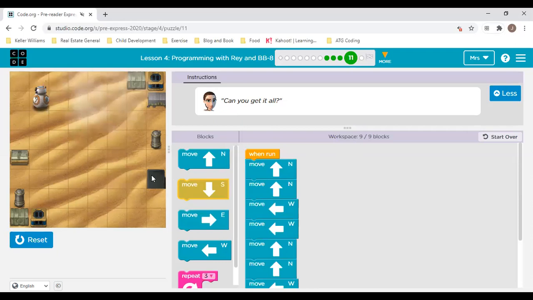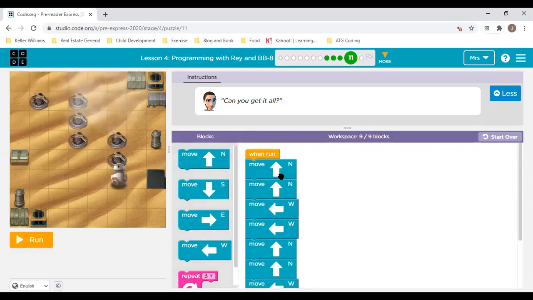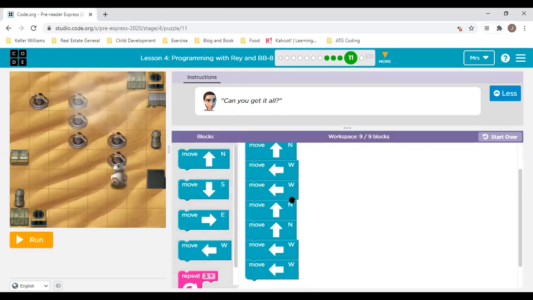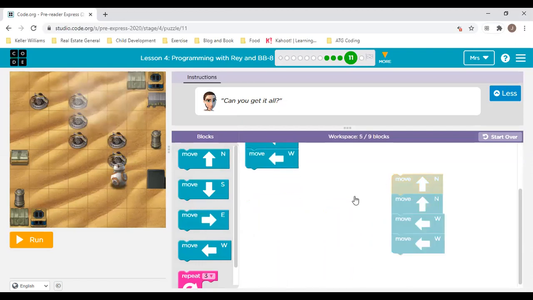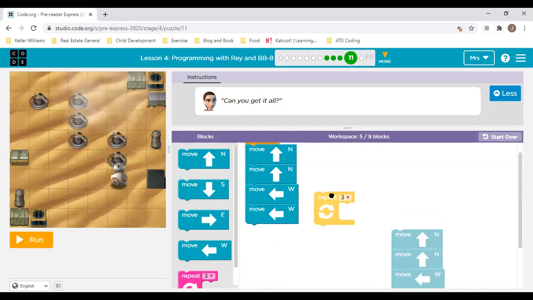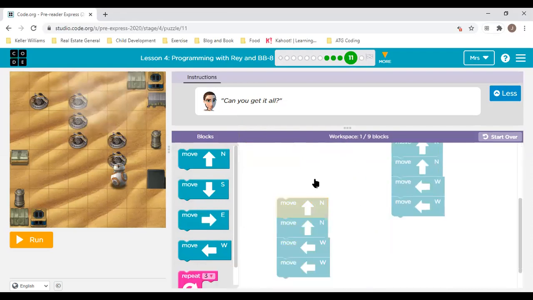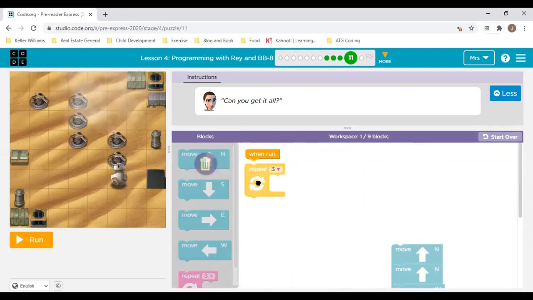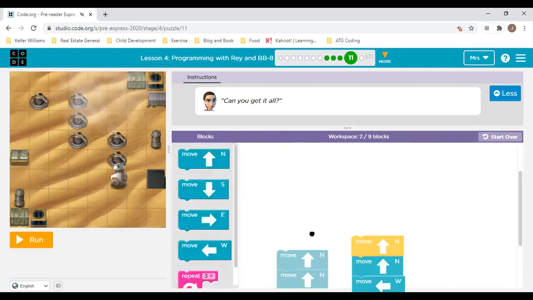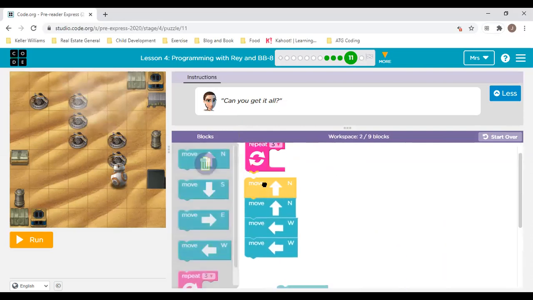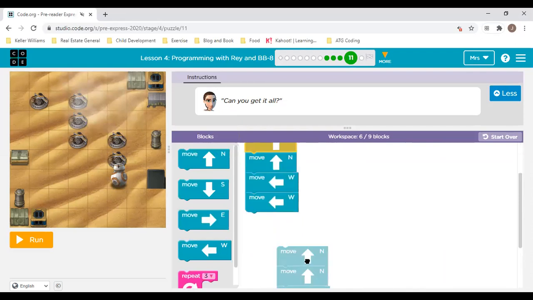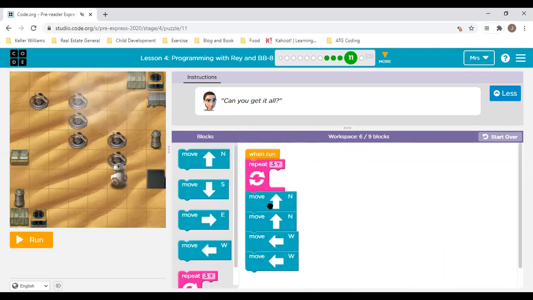But now, did you guys see that there was a pattern? Look here, we have north, north, west, west, north, north, west, west. So what we could have done here to make it even less blocks is we could use the repeat block because that whole pattern is repeating twice. So let's see if this is going to work. Let's throw this away because it's exactly the same as this.